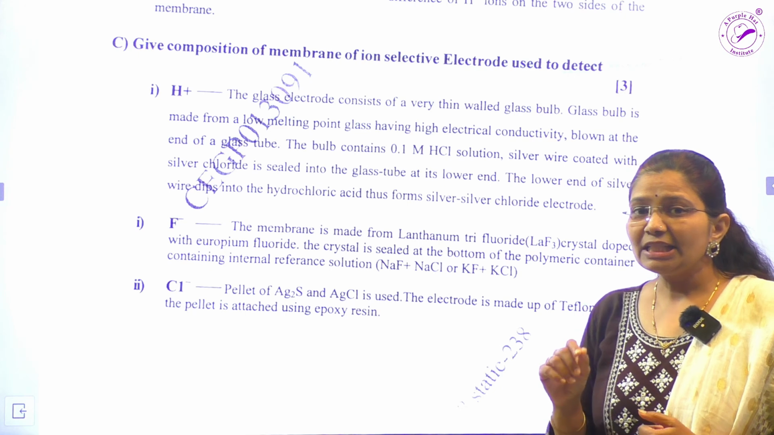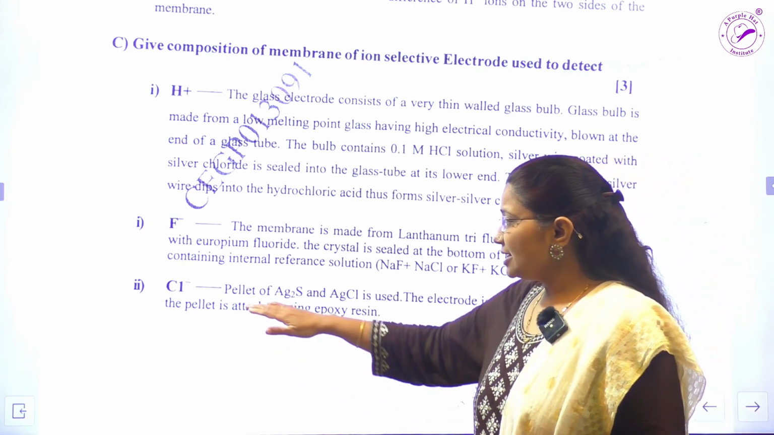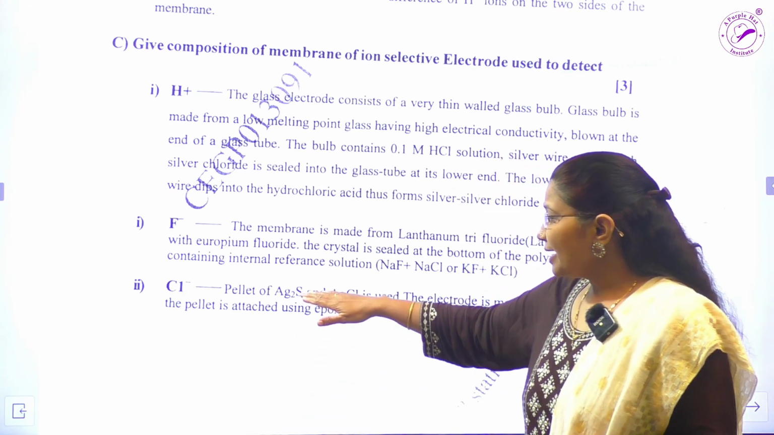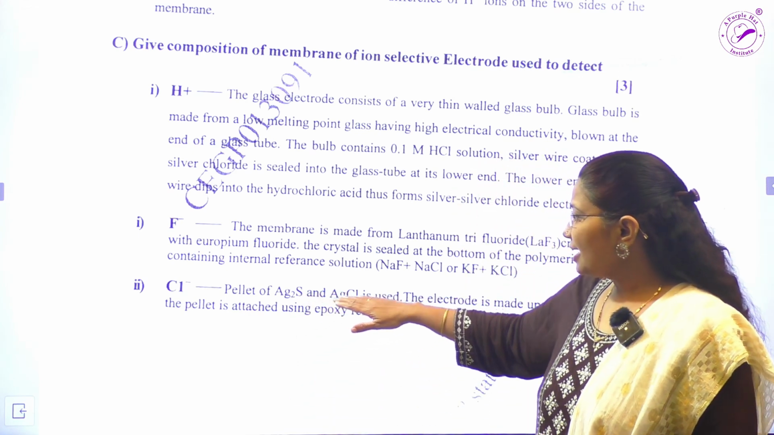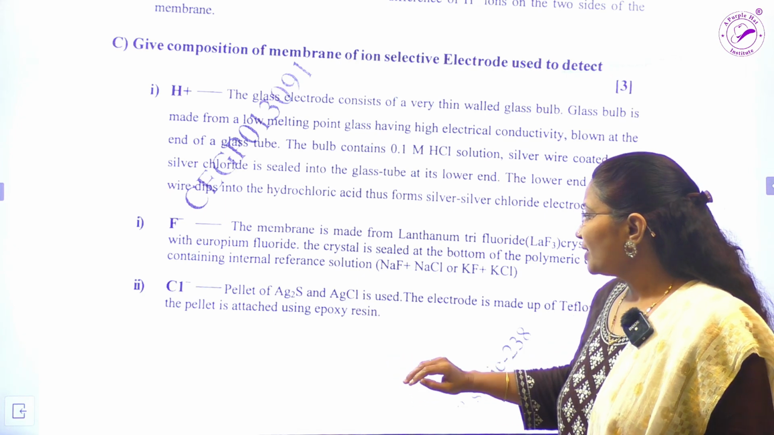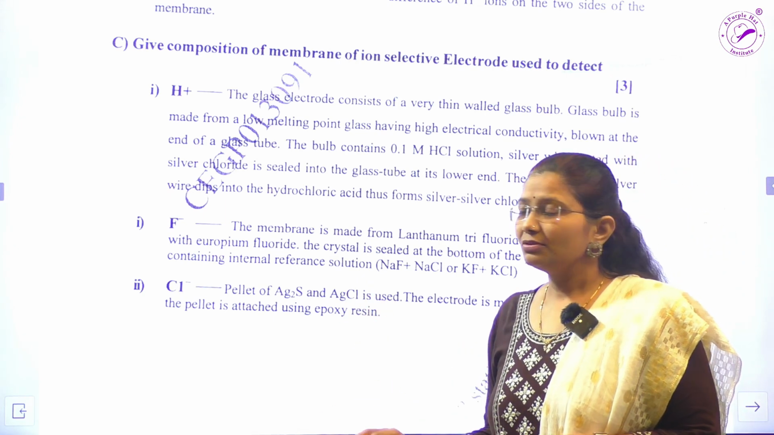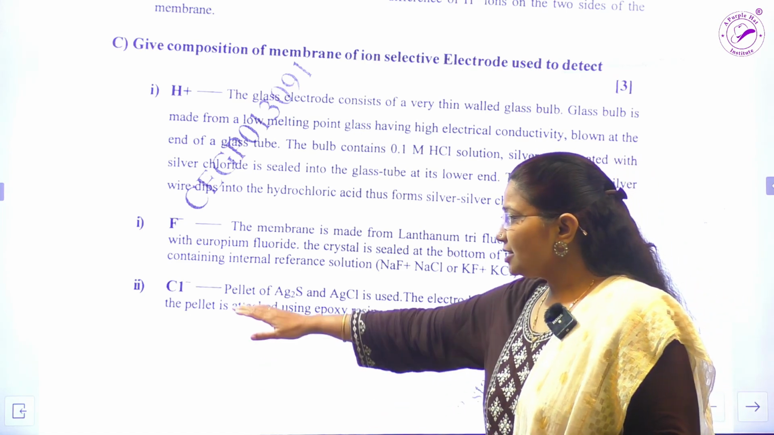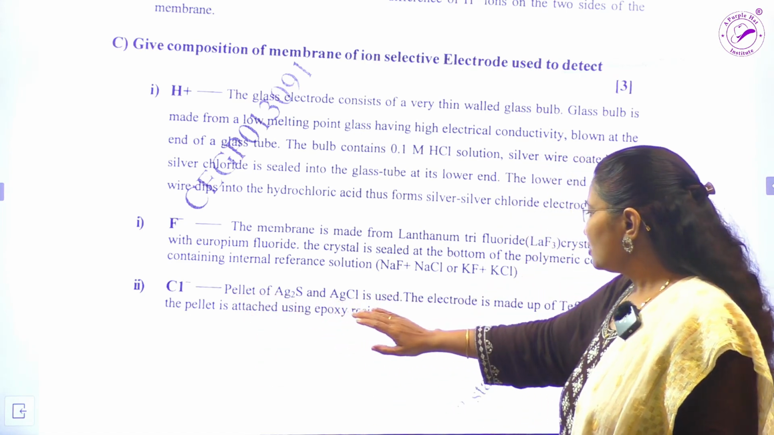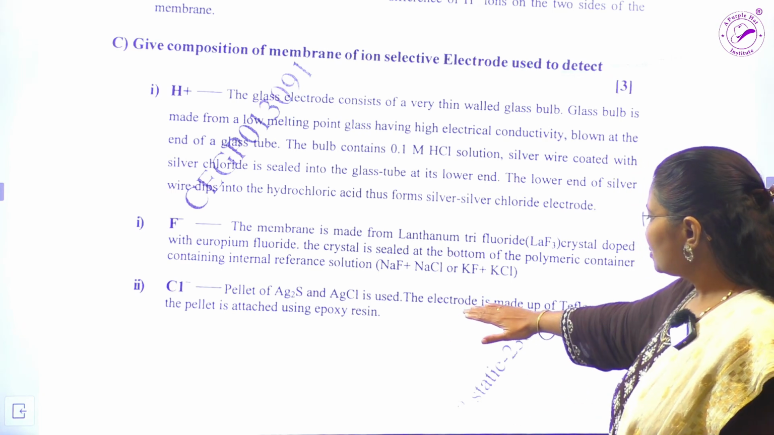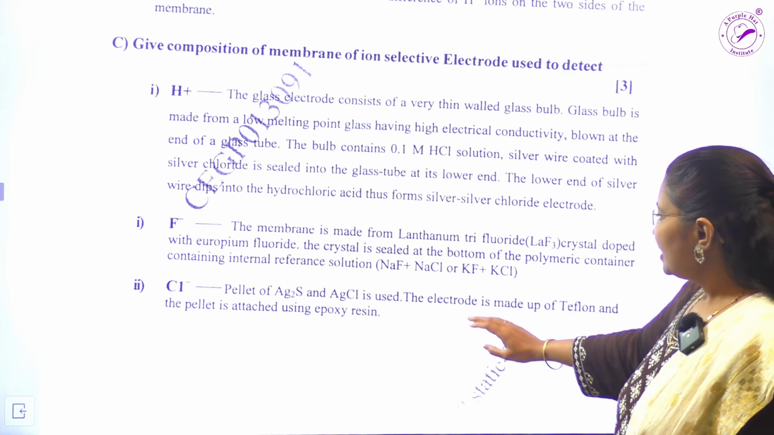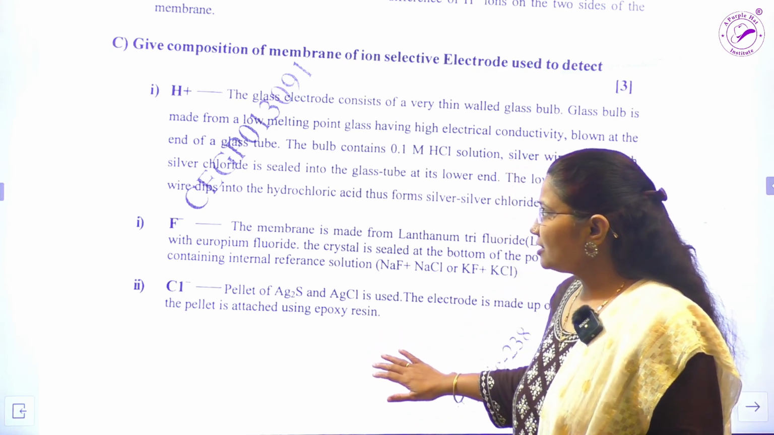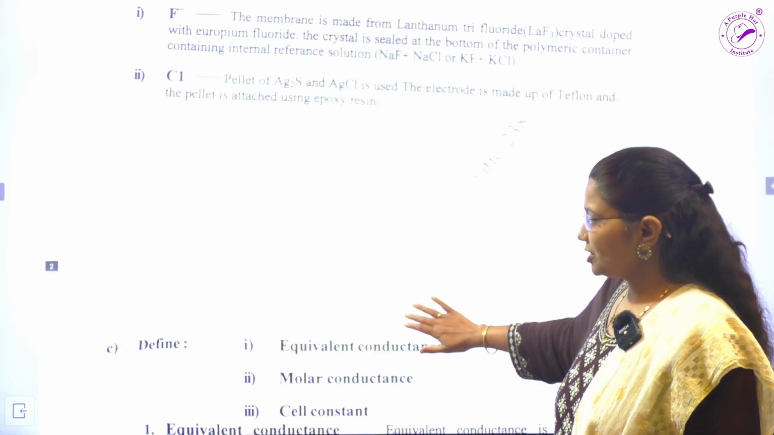Then to detect the chlorine ions, that is Cl minus ions, the membrane is made up of a pellet of Ag2S and AgCl, that is silver chloride. This is used in the composition of the membrane of the electrode to detect the Cl minus ion. That is your main answer, and this electrode is made up of Teflon, and the pellet is attached using epoxy resin. Okay, so this is how you can write the answer to this question.